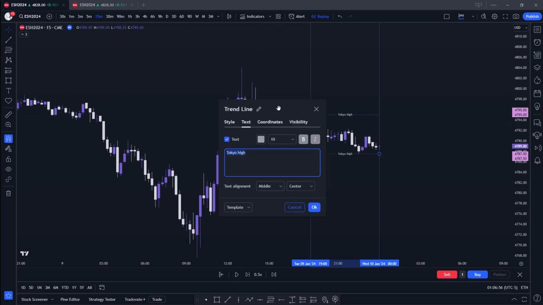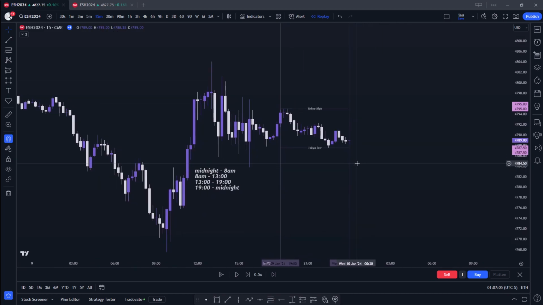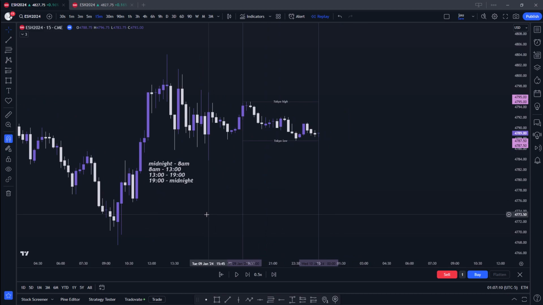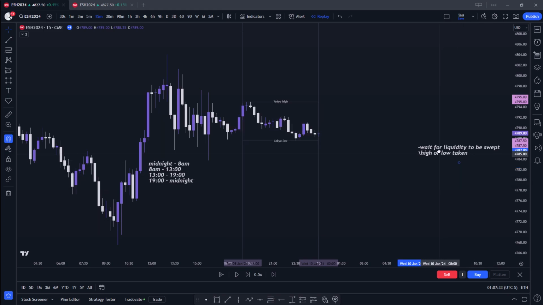So let's do that now. We have the Asia session high and Asia session low. Okay, what do I do with that information? I watch to see what liquidity is swept. So let's add that in our notes. Wait for liquidity to be swept. So that's the first step. Wait for liquidity to be swept, which is the high or the low to be taken.